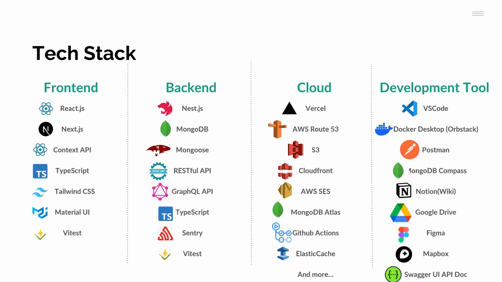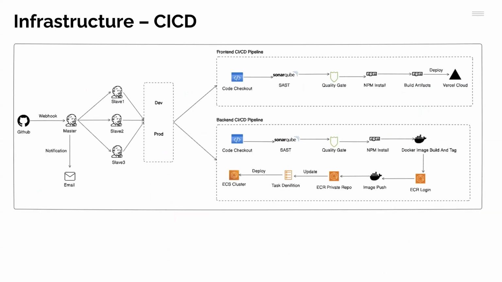Next, let's welcome Mandy to discuss the structure. Hello, everyone. I'm Mandy. I'd like to introduce our project architecture. It mainly consists of three parts: CI/CD pipeline, front-end infrastructure, and back-end infrastructure.